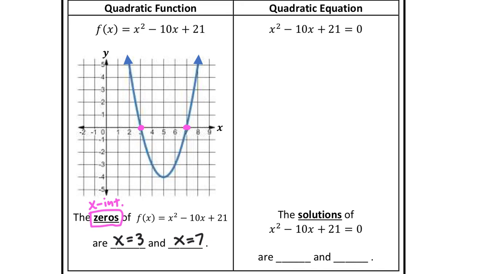So what are we going to get when we solve? So first step, move everything to one side. Everything is already on one side. So step 2 would be factoring. And we can actually use the table method. And so we're looking to multiply to get 21 and add to get negative 10.